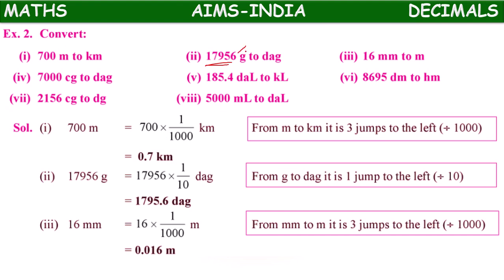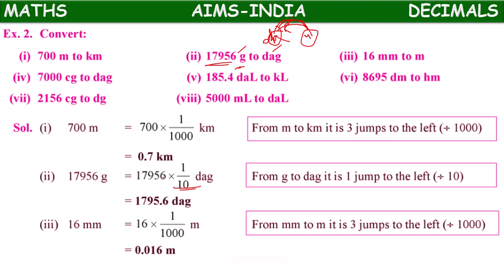17,956 grams to decagram. Gram will be in the units place. Decagram is to the left of it, which means we are jumping from lower to higher. So we have to divide by 10, that is 1 by 10, because downside we have 0.